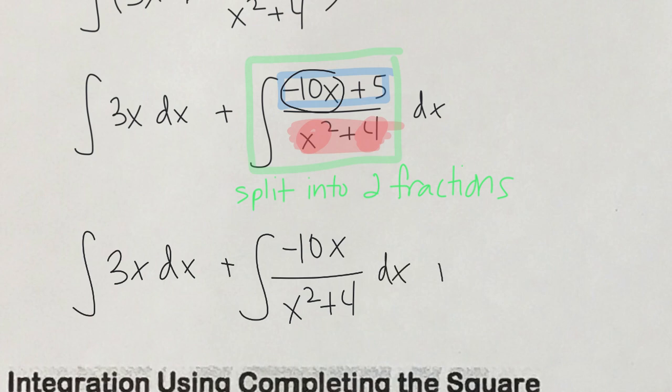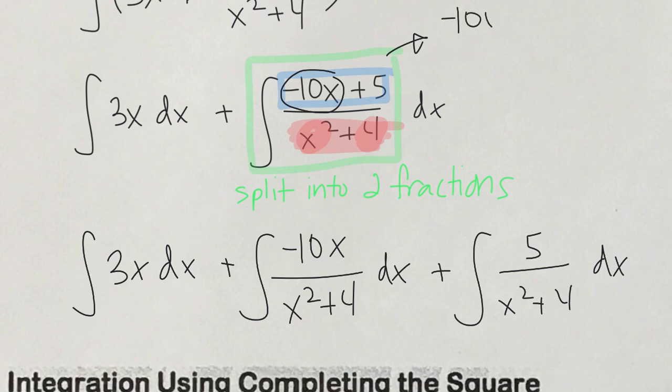dx, plus the 5 over x squared plus 4 dx. Okay, so we can rewrite this fraction as negative 10x over x squared plus 4 plus 5 over x squared plus 4. Okay, which is why I am integrating each of these things separately. So now I have three integrals that I'm going to take. Okay, and each of them are fairly simple.